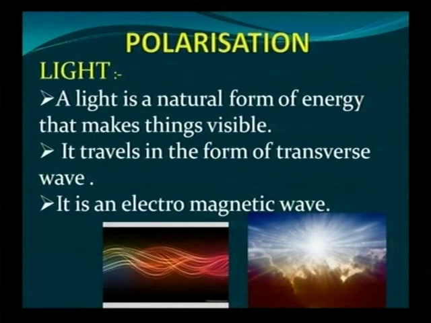But do you know what light is exactly? Yes, light is a natural form of energy which makes things visible. It is a transverse wave and an electromagnetic wave. See here, Sweros, here is a picture of a transverse wave. Here it is clearly shown, and the light rays which are coming from the sun are shown here clearly.